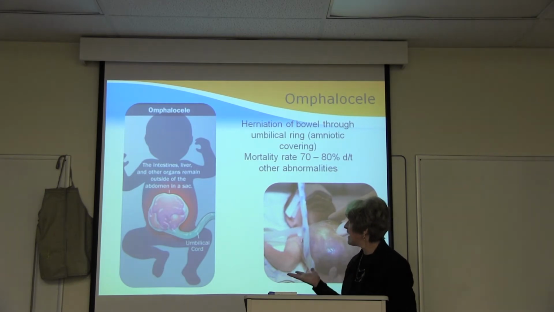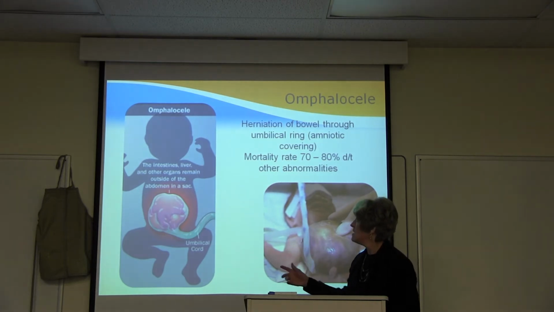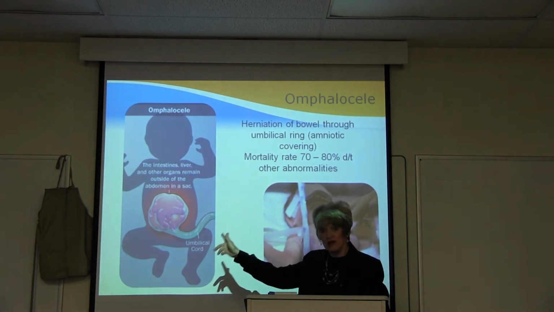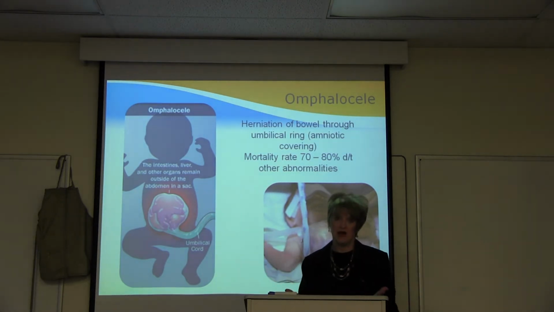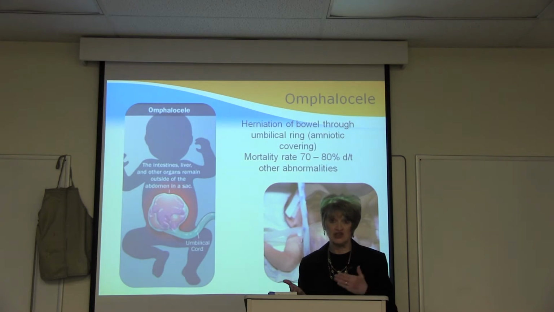So with omphalocele, the problem is that you have herniation of the bowel through the umbilical ring, and it's covered by an amniotic sac. Actually, the bowel itself is usually normal. It's much easier to repair omphalocele most of the time than it is to repair gastroschisis.